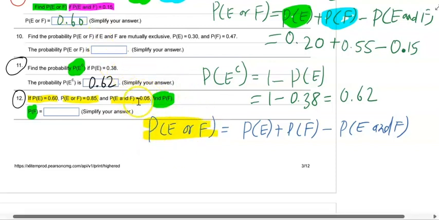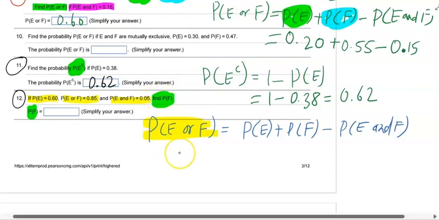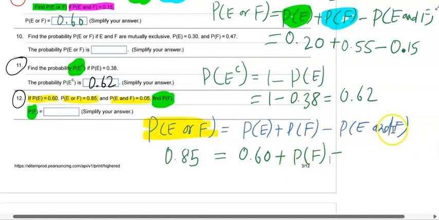Here, E or F is going to be 0.05. Okay, I'm sorry, E or F is going to be 0.85. 0.85 equals the probability of E we have here, 0.60, plus probability of F, we don't know, that's what we are looking for, minus probability of E and F, which is 0.05.